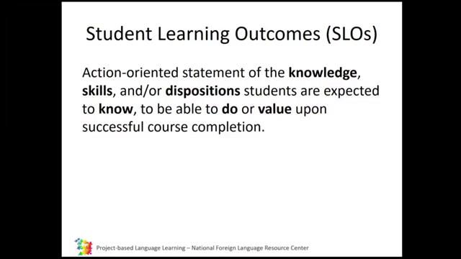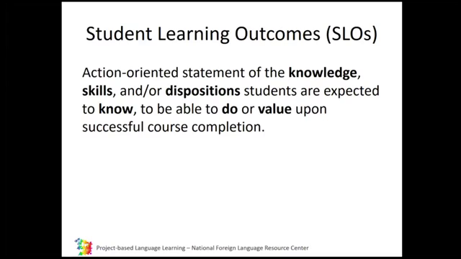As language teachers, I think the skills and dispositions are extremely important. In terms of the knowledge, those are knowledge of vocabulary, knowledge of grammar, knowledge of target cultural elements, and so forth. But it's more of the skills and dispositions that we try to cultivate in our students, especially dispositions, because it's closely related to intercultural competencies.